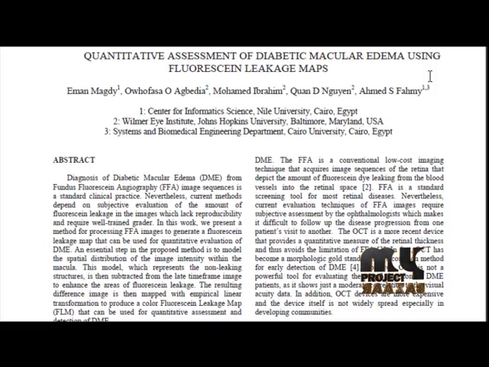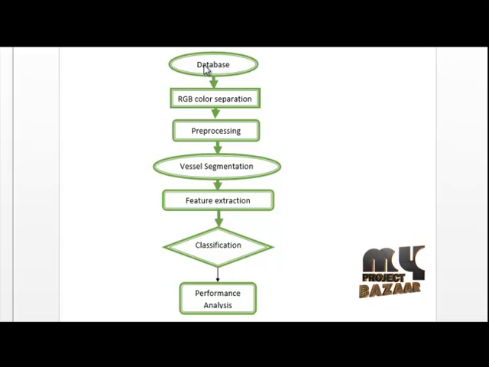Modeling the spatial distribution of the image intensity within the macula is the initial process in our method. Shape features play an important role in computer vision, image processing and pattern recognition. We introduce a novel method using SVM, that is support vector machine classifier, and shape features. Finally, deduct the normal or abnormal image from the fundus image. This model, which represents the non-leaking structures, is then subtracted from the late time frame image to enhance the areas of the fundus image. This is the flow diagram for this process.